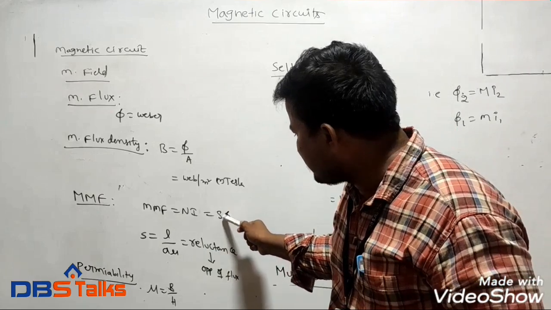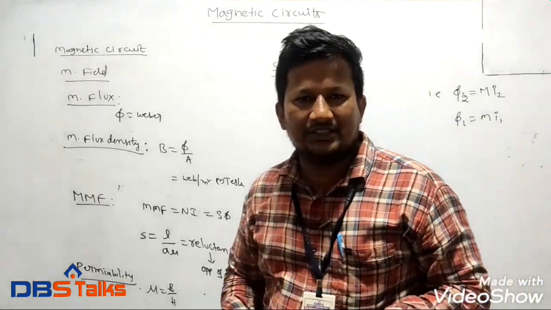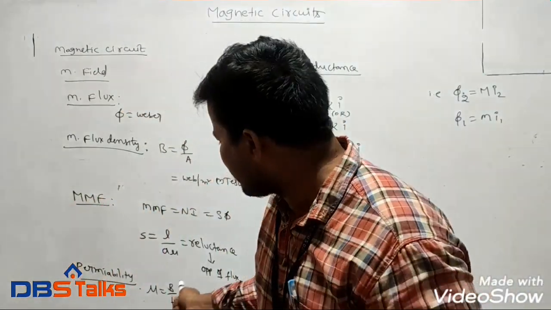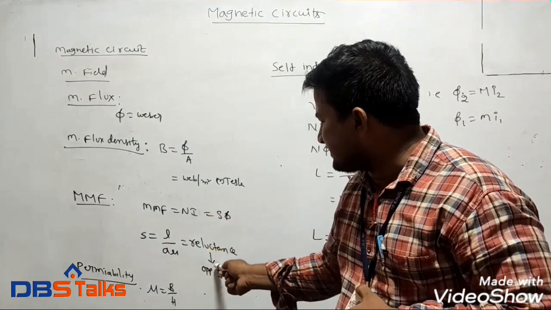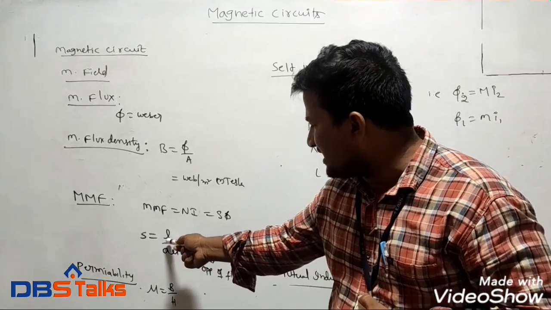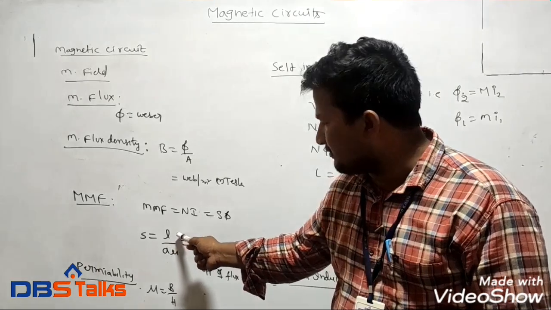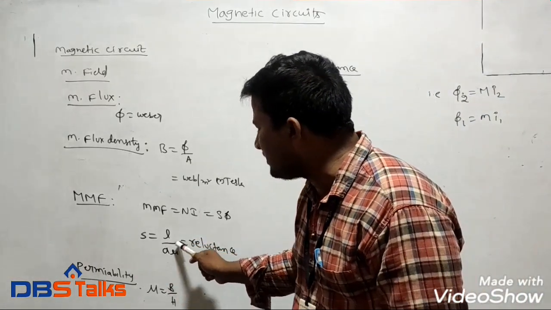Here S is reluctance. What is meant by reluctance? The opposition offered to the flux lines is reluctance. So MMF is S phi, and reluctance, the opposition offered to the flux lines, is given as l by A mu. l is the length of the flux lines, A is the area surrounded by the flux lines, and mu is the permeability.